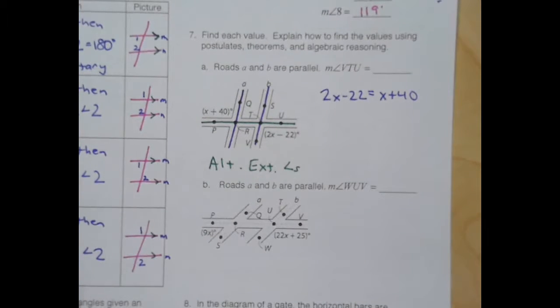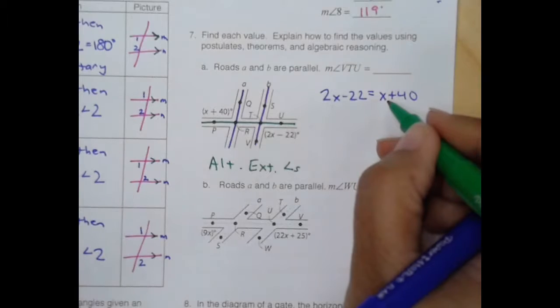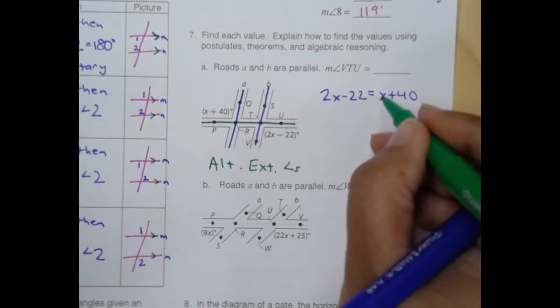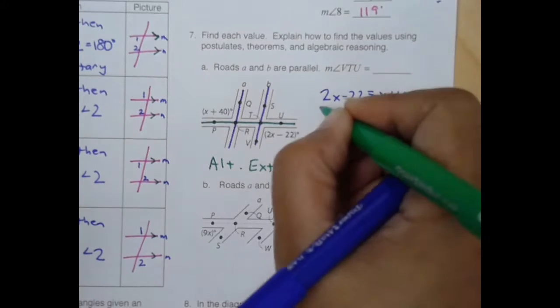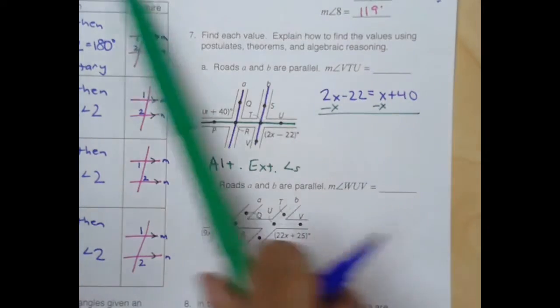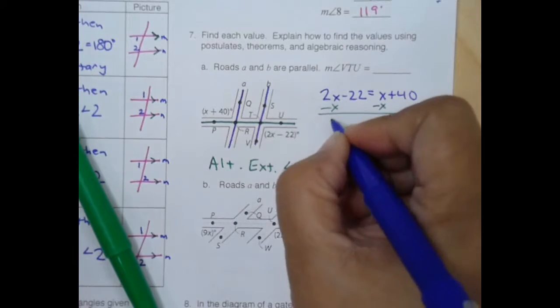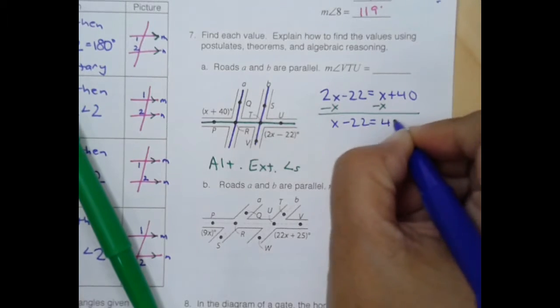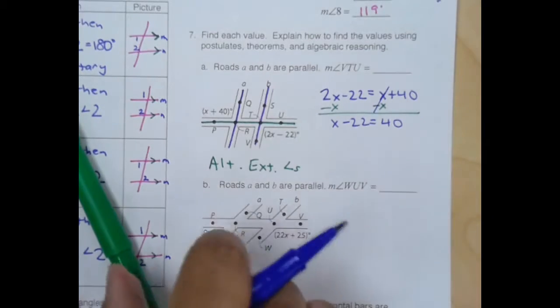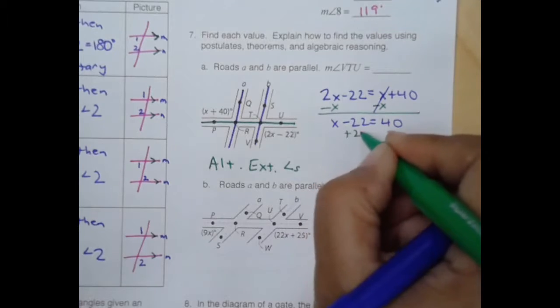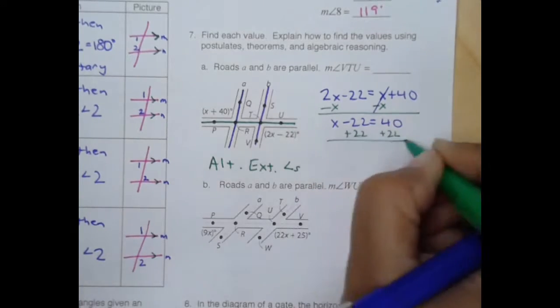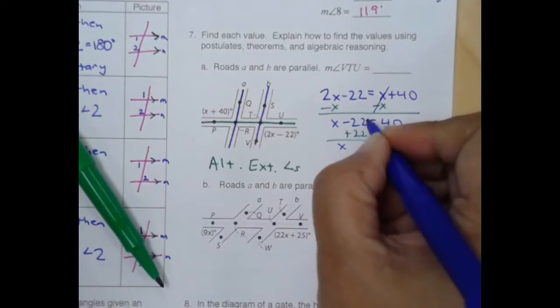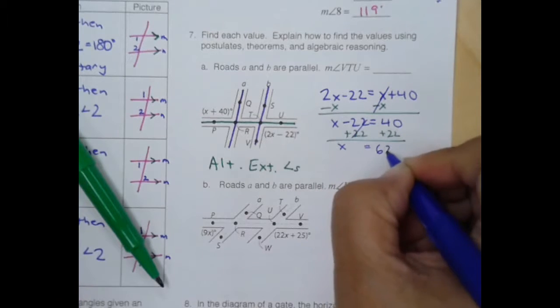All right. Now we have to get the x's on one side of the equal sign. So see how we have this 1x here. I'm going to move it over to the other side by subtracting it over. 2x minus x is x, minus 22 equals, and then it's just 40 because this goes away. One step to get x by itself, and that's add 22. So you have x equals 62.